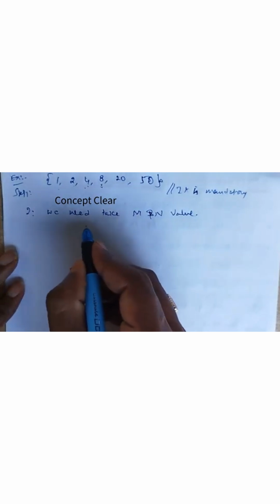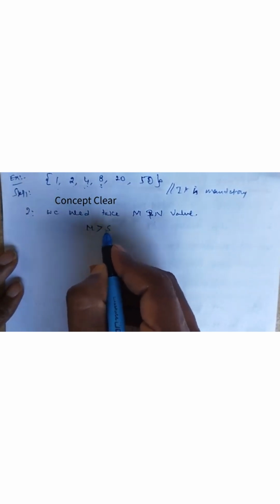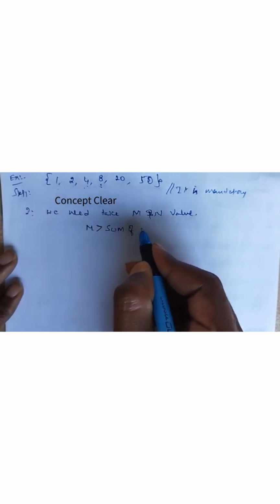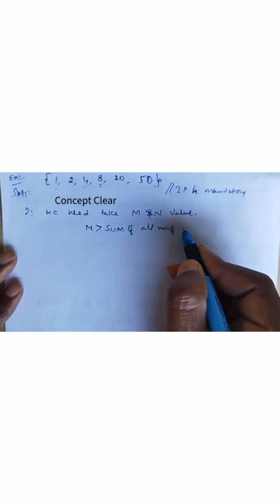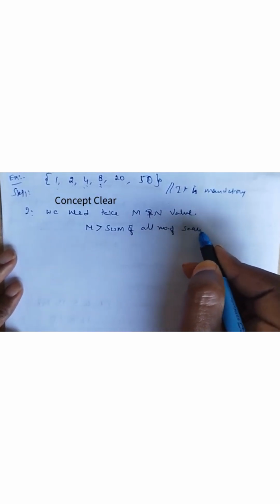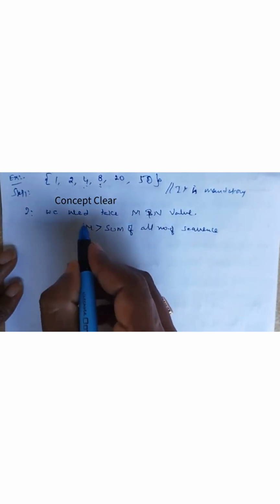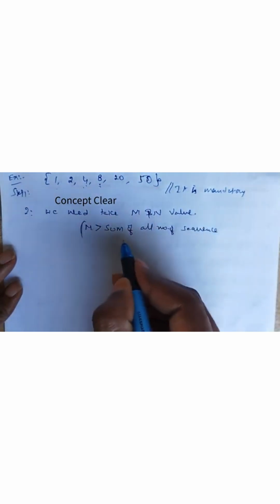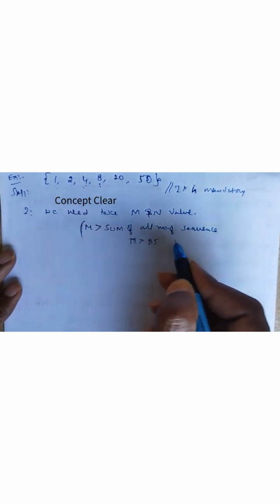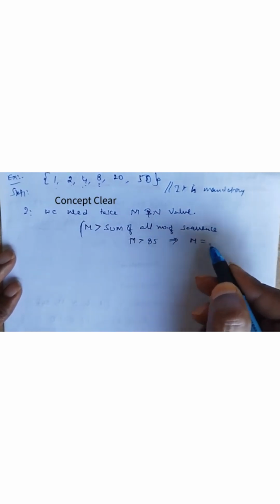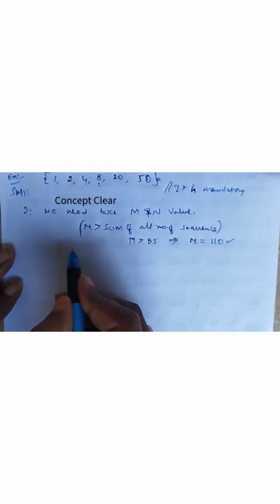Here the m value has a condition: m is always greater than the sum of all the numbers of the sequence values. For example, here what is the total value? Total value is 85. So the m value is greater than 85. For example, I am taking m equals 110. Okay, clear? So again, the n value.